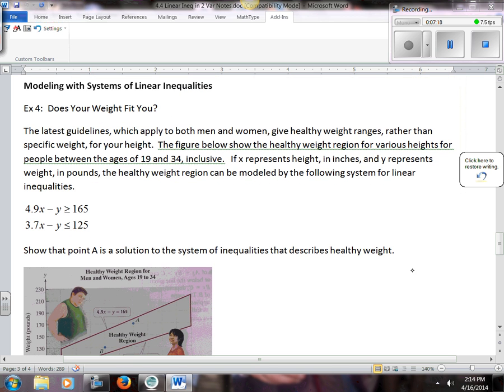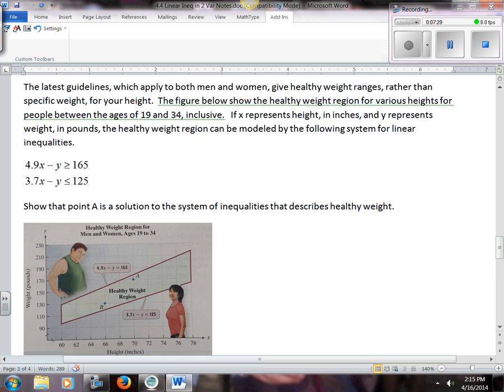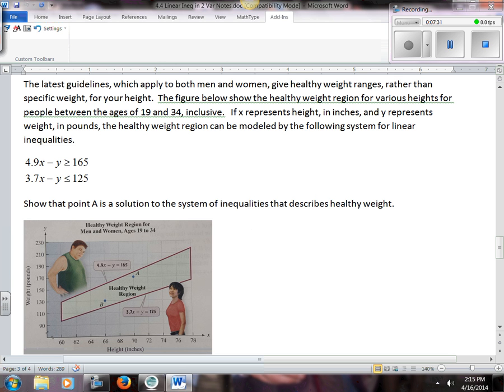Okay, so how about we get into systems of linear inequalities? So having more than one linear inequality on a graph. Application: does your weight fit you? The latest guidelines, which apply to both men and women, give healthy weight ranges rather than specific weight for your height. The figure below shows the healthy weight region for various heights of people between the ages of 19 and 34 inclusive. Inclusive means including 19 and 34.